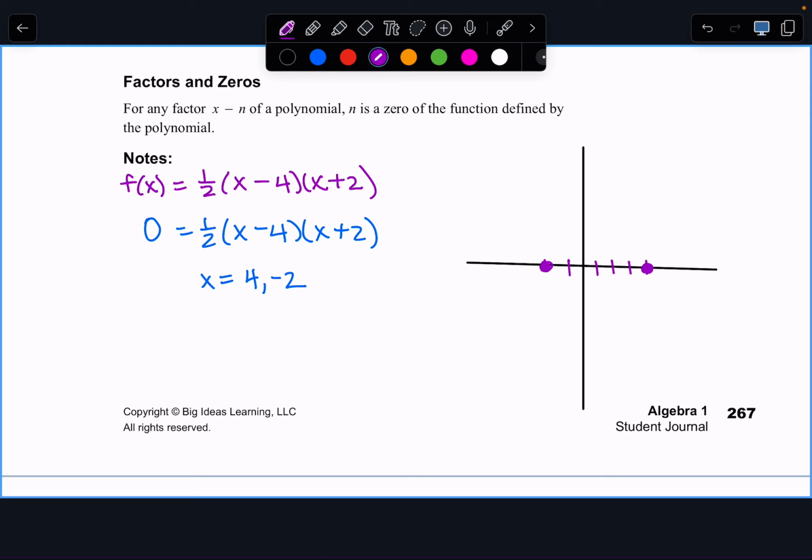Now our axis of symmetry is halfway between those. I know that some of you can look at it and figure out where the middle is, but how do we mathematically find the middle? Maybe take the bigger number minus the smaller number. Not quite. How do I find the middle of 4 and negative 2?